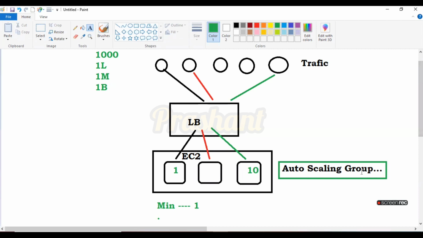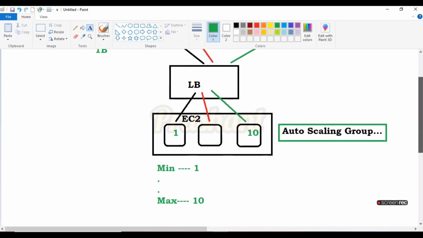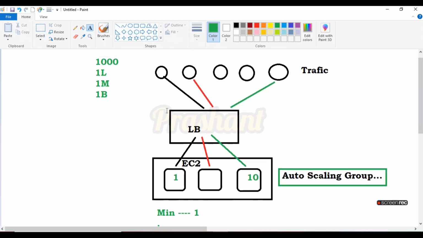With the help of auto scaling group, we can create a group, a target group, in which we can give a limit of EC2 instances, a minimum limit and a maximum limit. As per the traffic, AWS will scale up or scale down. Scale up means AWS will add EC2 instances, and scale down means it will delete EC2 instances. So this process is called auto scaling group. And if we enable the auto scaling group, we have to pay a very small amount.